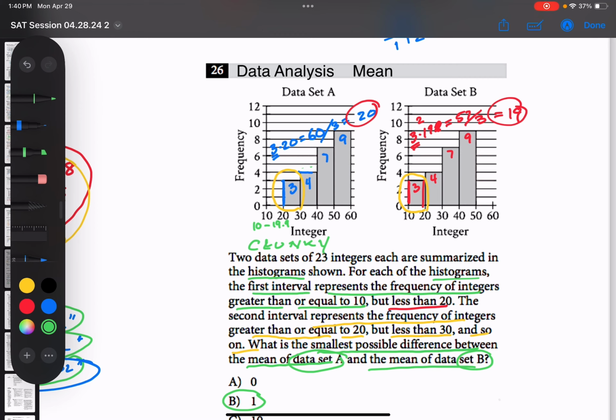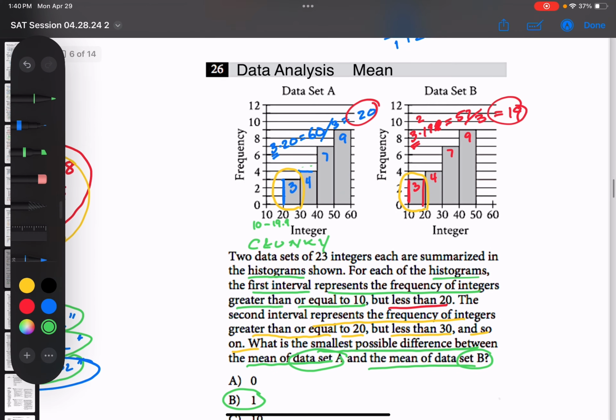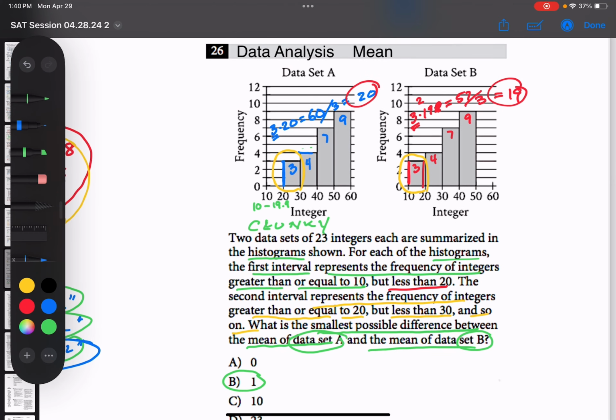You might want to rewind and understand this, but I gave you the shortcut method, so I don't want you wasting time. But for those of you who don't understand, let's go backwards. I'm going to clear all this stuff.